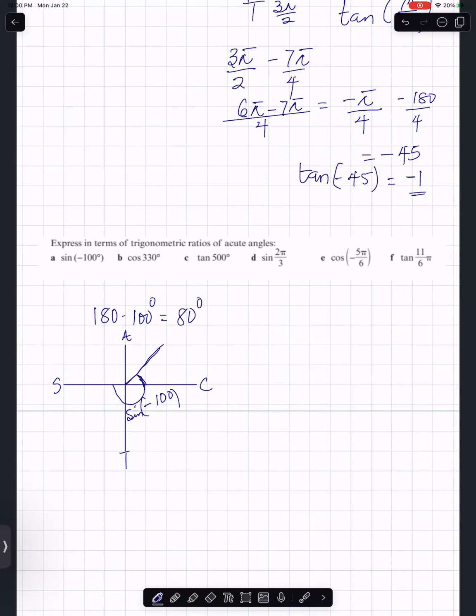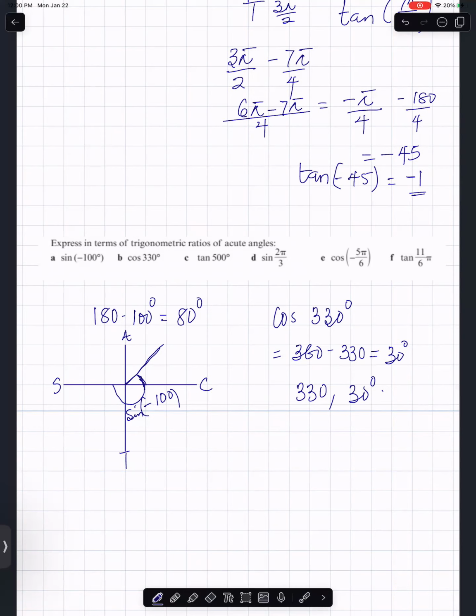Now for cos 330. You know cos is positive where? In the fourth quadrant, where it is 360 degrees. So for cos 330 degrees, we can have 360 minus 330, which is 30 degrees. So the value for cos there is cos 30 degrees, because both of these are positive.